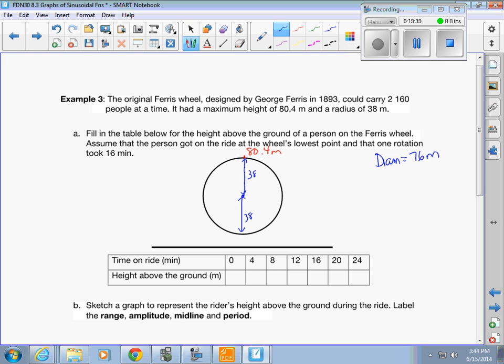So if this total distance from here, I'll do this in red, was 80.4 meters, then our distance from here to here is the difference between the total distance minus the diameter of the Ferris wheel. So the height off the ground is equal to 80.4 minus 76, which is a value of 4.4 meters. So this distance here is 4.4 meters.